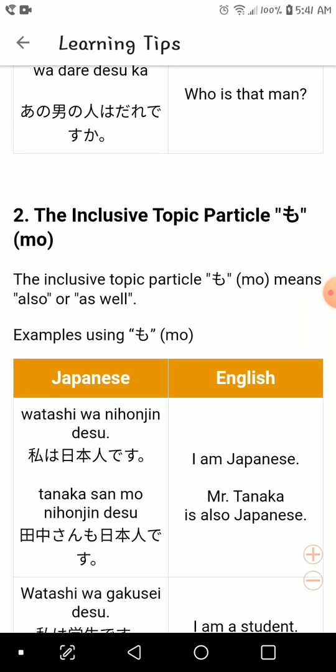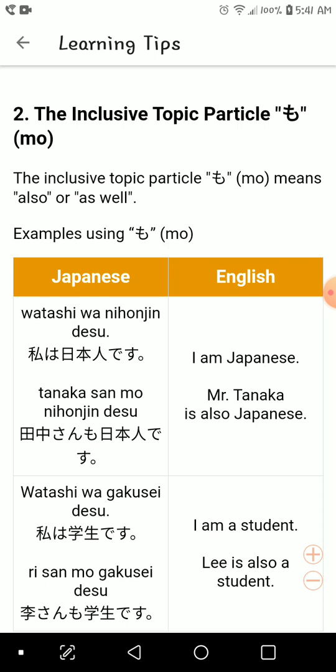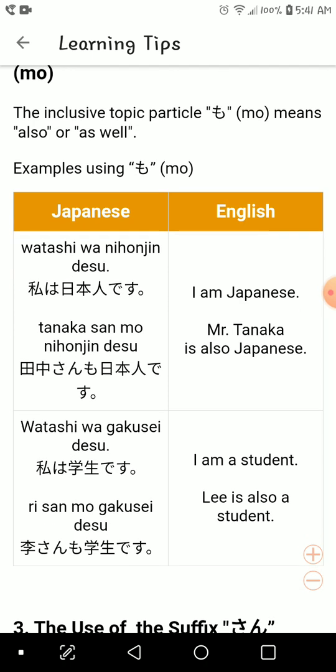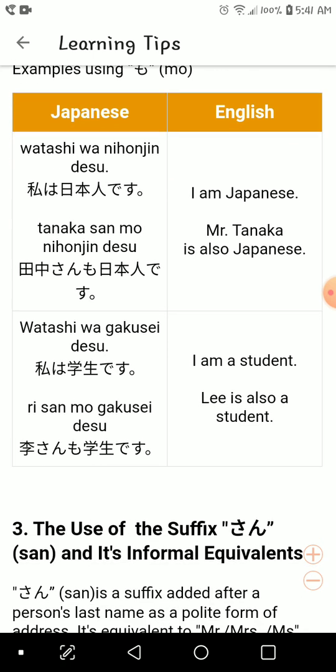The inclusive topic particle mo means also or as well. Examples of using mo. Watashi wa Nihonjin desu. Tanaka-san mo Nihonjin desu. Watashi wa gakusei desu. Rii-san mo gakusei desu.